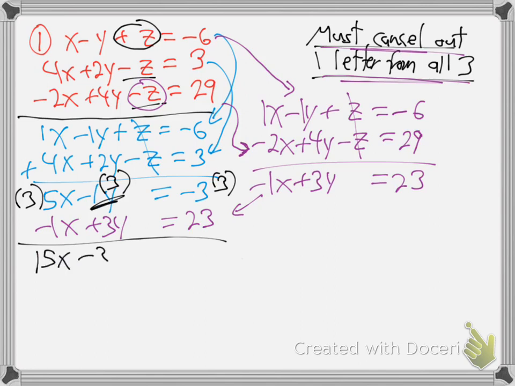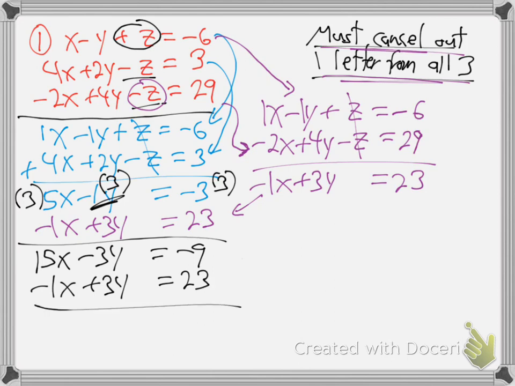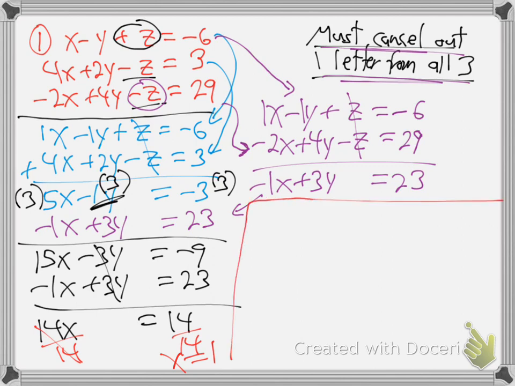So I get 15x minus 3y is minus 9. The bottom one is minus 1x plus 3y is 23. Add them up. 14x. These cancel. And what's that? 14. Isn't that beautiful? So then just divide by 14. X is 1. So we got x. X is 1. Now, what do we do from there?